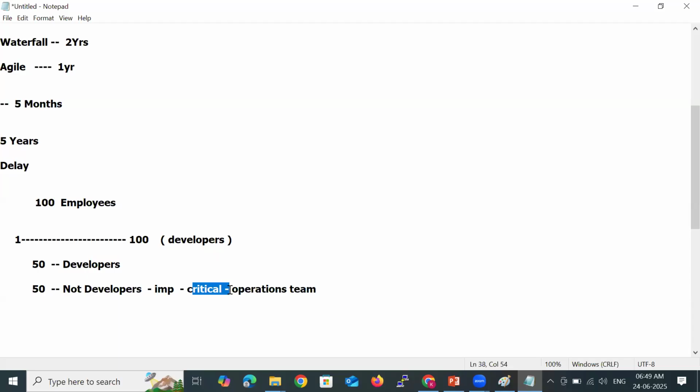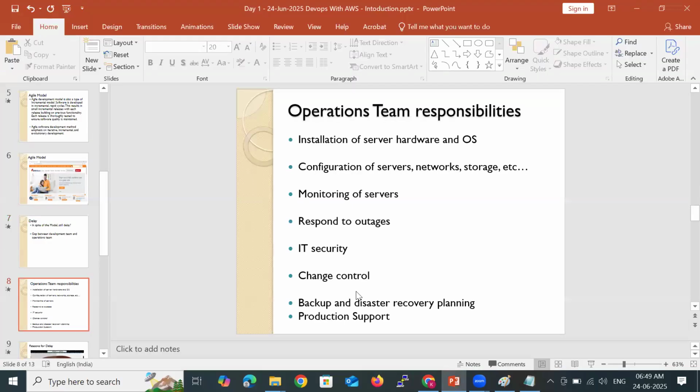They're very, very critical. Now let's try to understand the roles and responsibilities of this other set of people, called the operations team. If you're clear in understanding the operations team, then we can clearly understand the particular problem statement. Look at this. What are the responsibilities of the operations team?